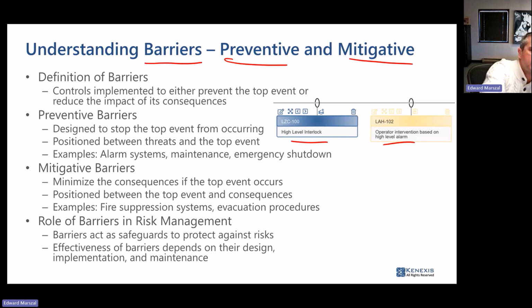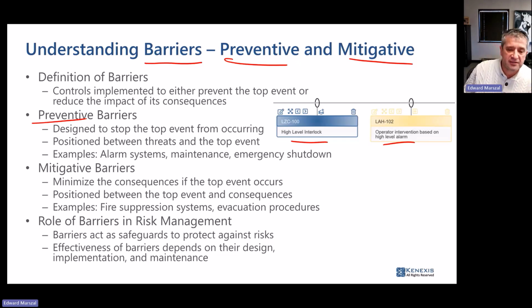Okay, so those are preventive barriers designed to prevent the top event from occurring. Mitigated barriers, on the other hand, reduce the consequence. So if I overfill a storage tank and there's a containment dike, the pool area is smaller, so the magnitude of consequence is smaller than if there were no containment dike, and that spill would be much larger.